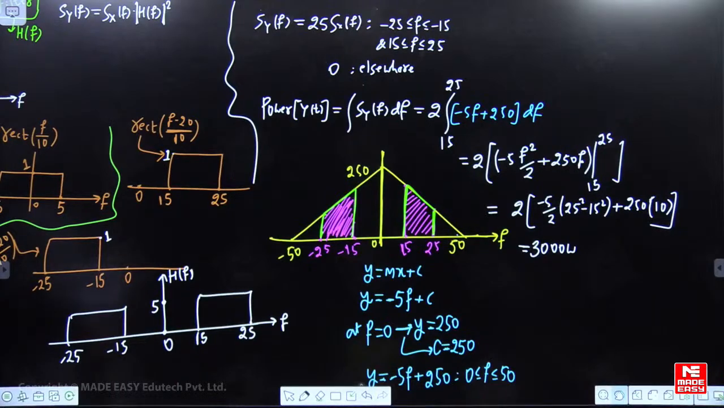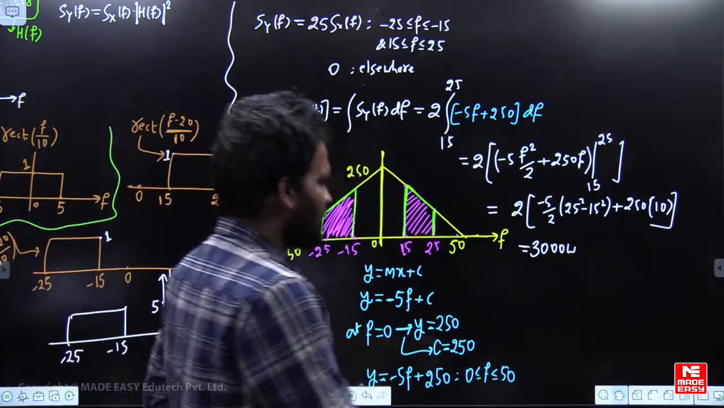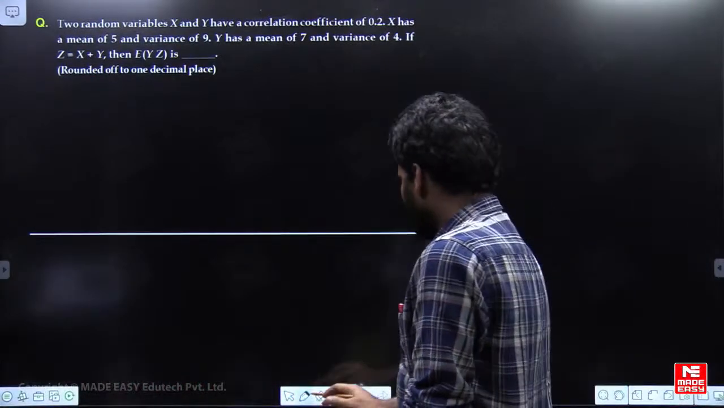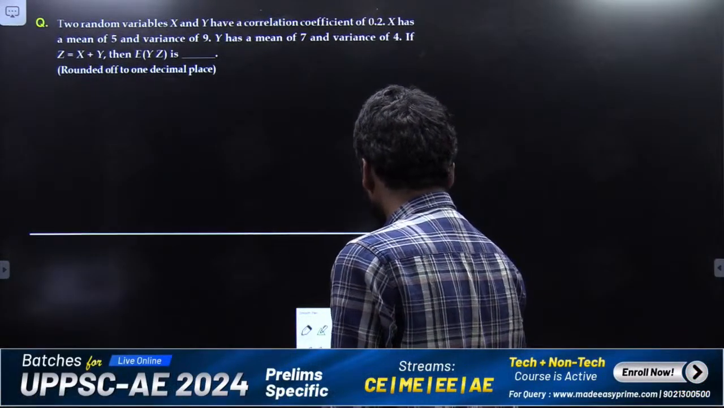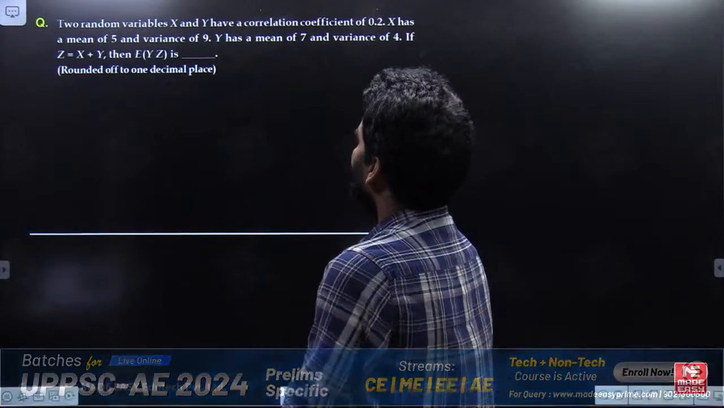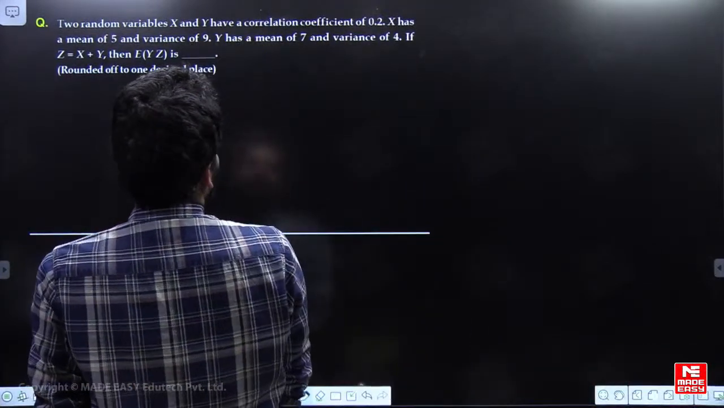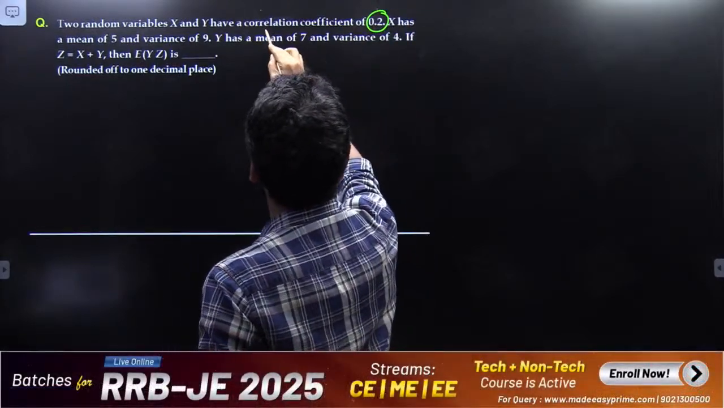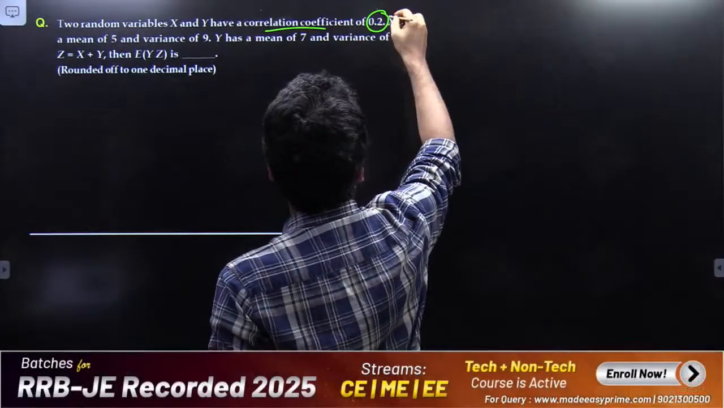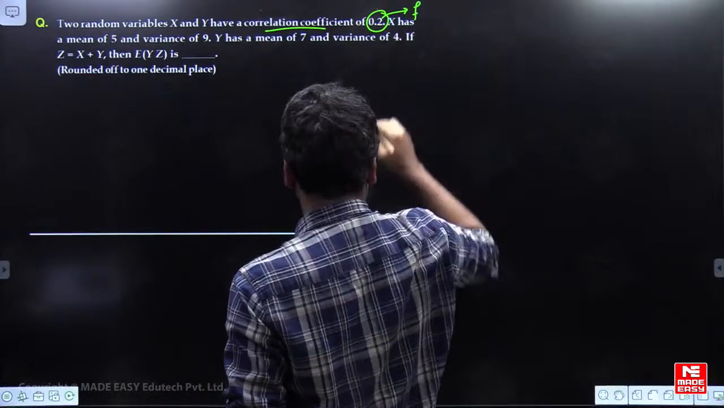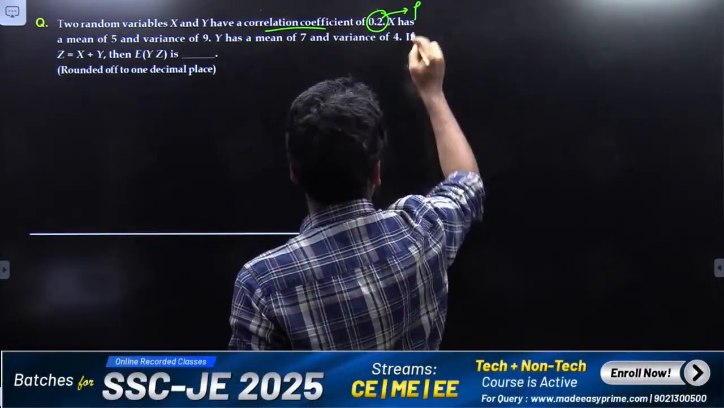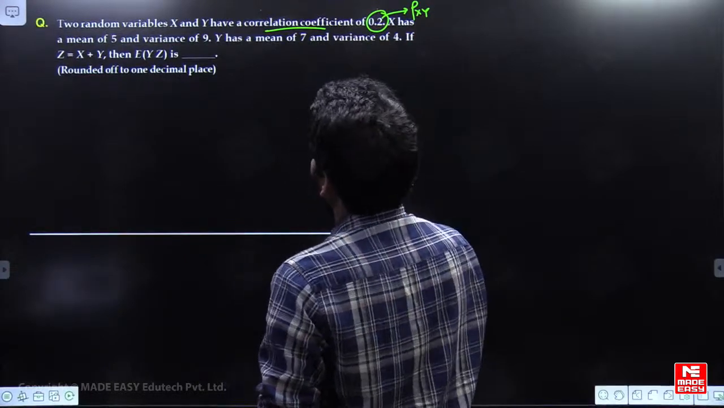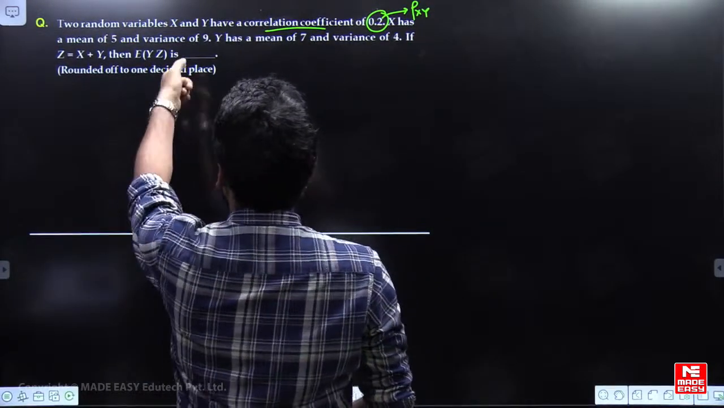3000 will be the answer for this. Now, the next question. Two random variables x and y have a correlation coefficient of 0.2. The correlation coefficient of xy you can denote with rho xy. X has a mean of 5 and variance of 9.